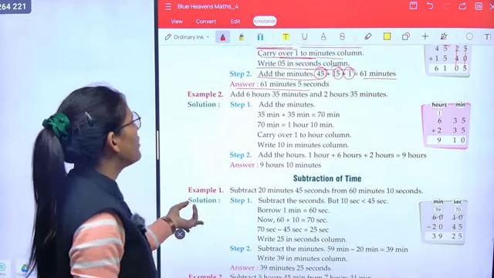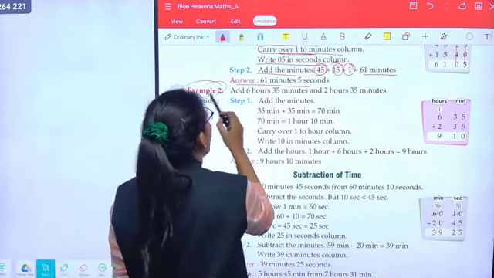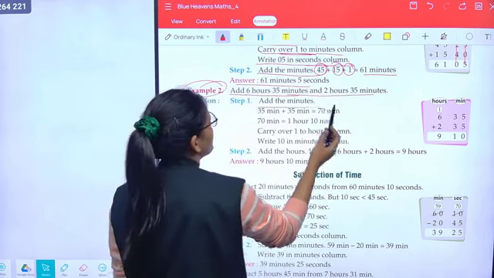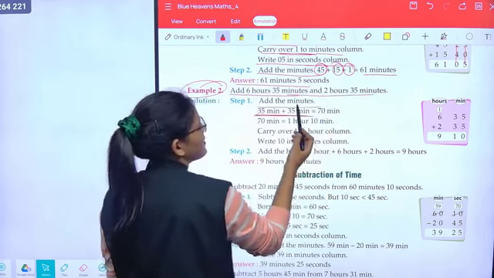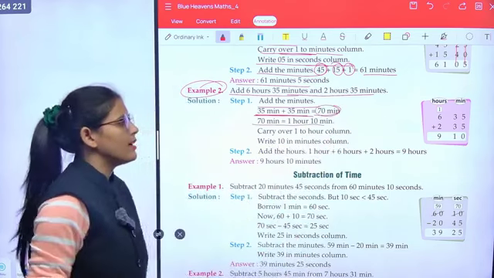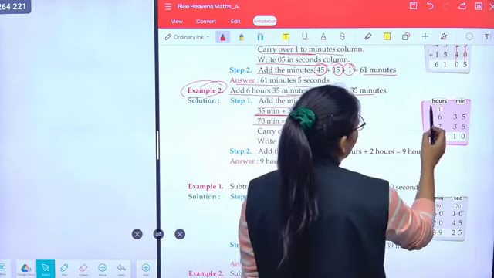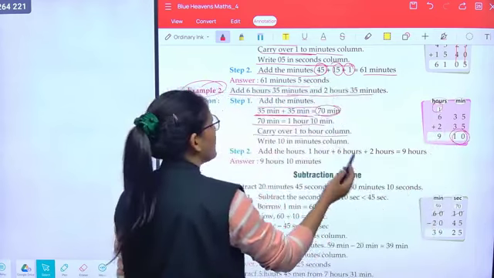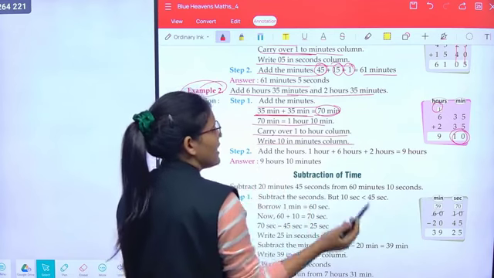Okay. Now example number 2: add 6 hours 35 minutes and 2 hours 35 minutes. Add the minutes. Now class, 35 plus 35 is 70 minutes. 70 minutes means 1 hour 10 minutes. So we carried 1 over to the hours column and kept 10 minutes in the minutes column. See, carry over 1 to the hours column, write 10 minutes in the minutes column.